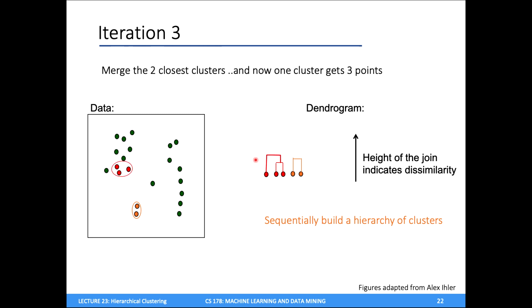Now what I can do is repeat this procedure, compute the distance between every individual cluster that I have. And what happens is this data point is now closest to the red cluster. So I group it together and create a larger cluster. And again, I draw a link between this cluster now and this individual data point. And then I just iterate this procedure until all of my data points are in a single cluster.